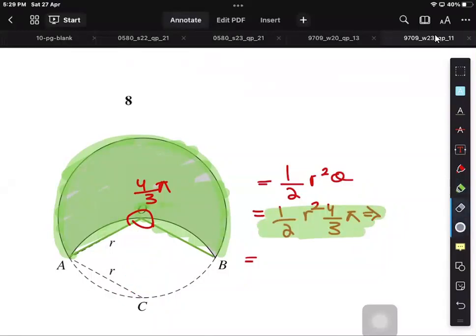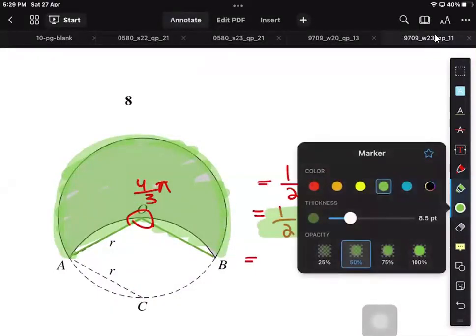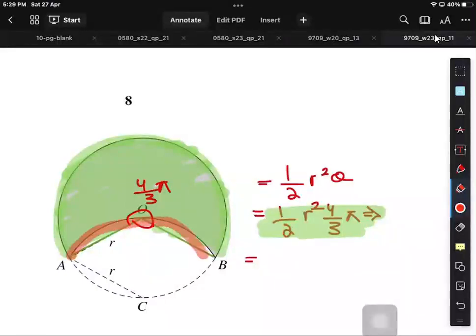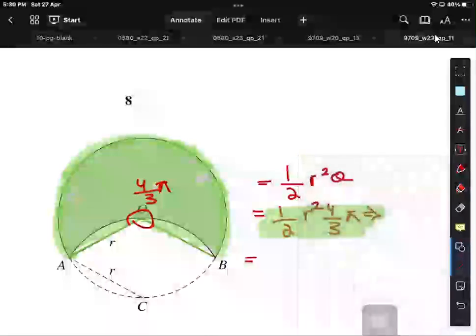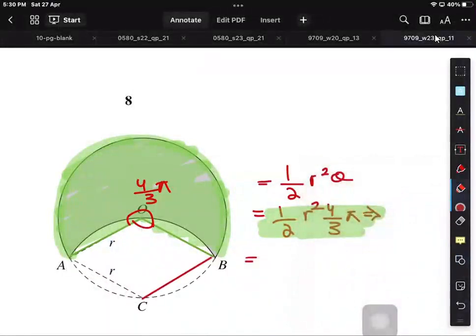Now what we have to do is calculate the area of this sector, which is this sector. So this sector we have to calculate now.